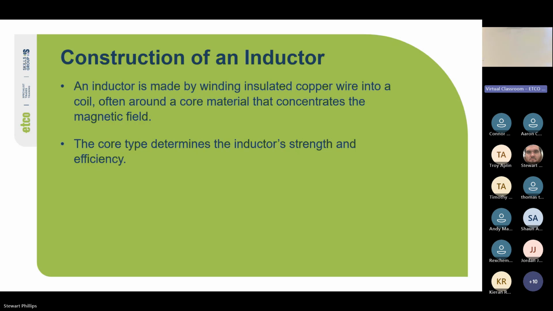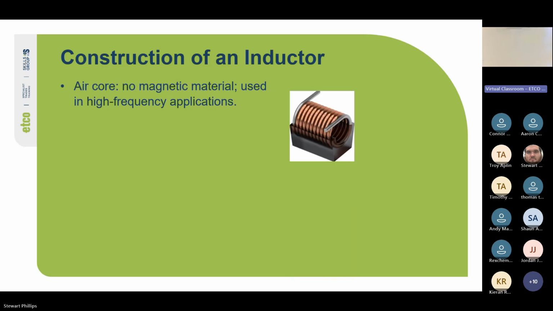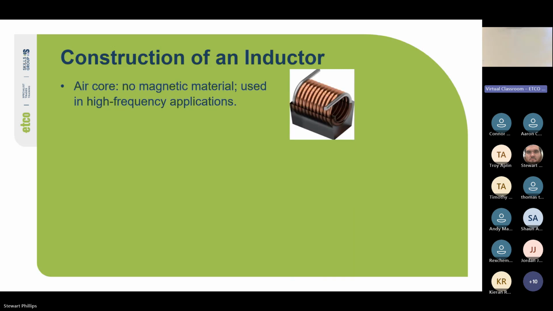So similar to a transformer, the core type will determine how well it works and how efficient it is. Cool. So there are three main types. You have your air core. It has no magnetic material and it's used in high frequency applications, where the frequency is higher than normal. So there's an example. It has no core material. It's just wound into a coil and left like that.